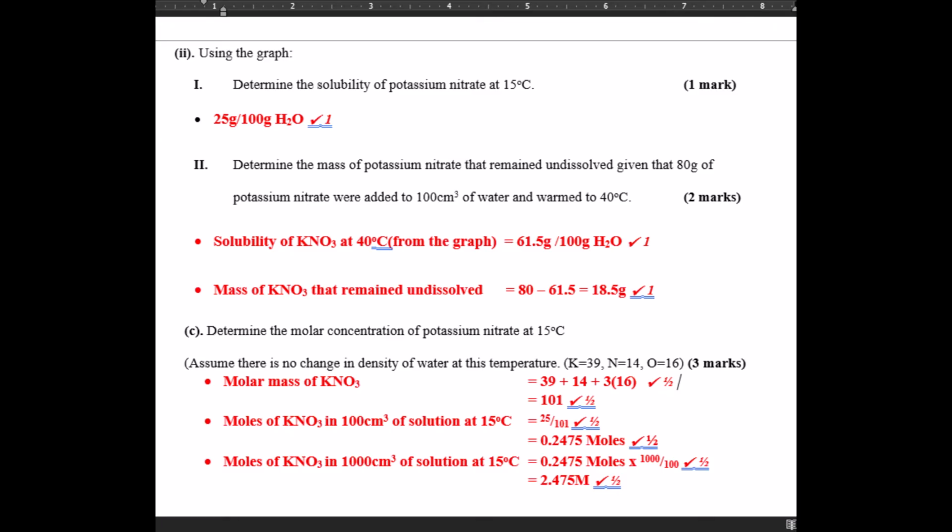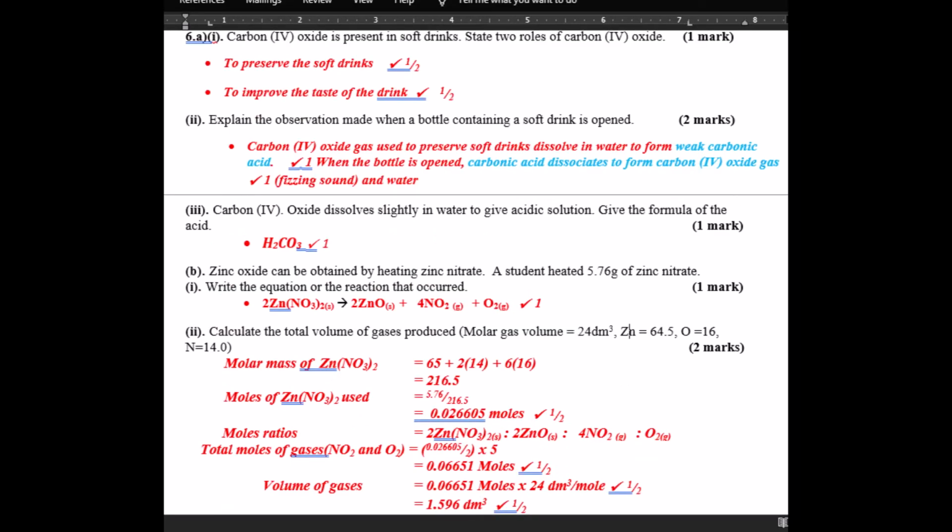If that is the case, then you can go ahead and get the number of moles in 100 of that solution at 15. That means the 25 grams divided by the molar mass, and you get 0.2475 moles. Then if this amount is in 100, then in 1,000, you need to just multiply by 1,000 over 100, or multiply by 10. And you get the molar concentration of this solution is 2.475 molar.